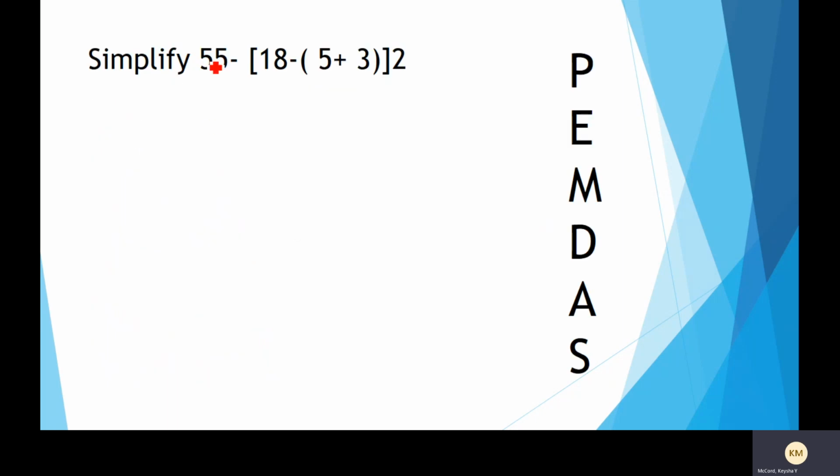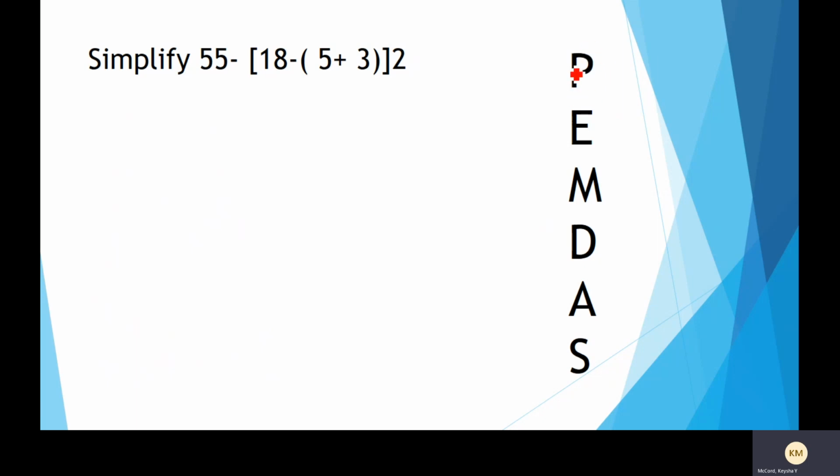Let's look at our first problem. 55 minus brackets 18 minus 5 plus 3, close brackets, times 2. The first thing I must do is I need to write PEMDAS. This is going to help me as I go through my problem.